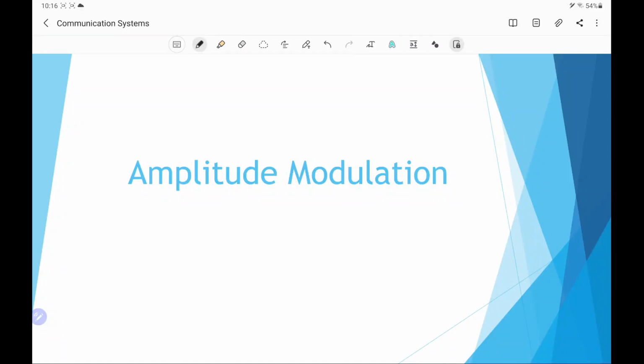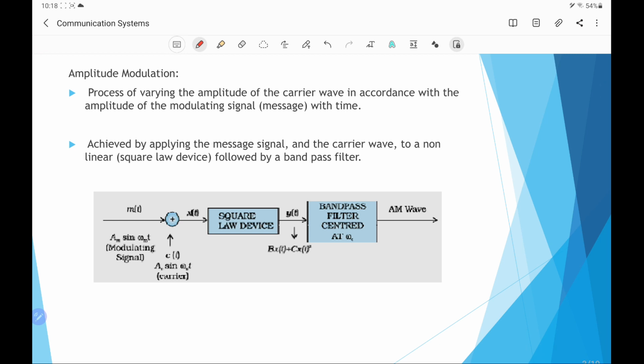Communication system, we will discuss next the amplitude modulation. Amplitude modulation is the process in which the amplitude of the carrier wave is varied in accordance with the amplitude of the modulating signal. It is achieved by applying the message signal and the carrier wave to a non-linear square law device, as in this figure, which is the simple amplitude modulator block diagram, followed by the band pass filter.